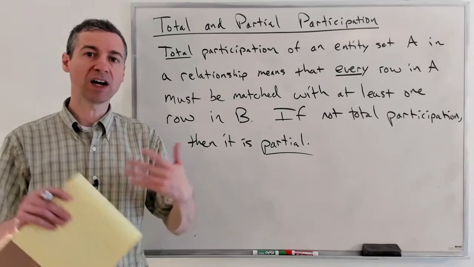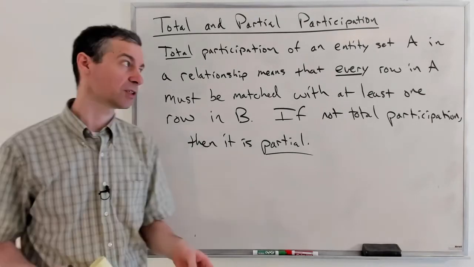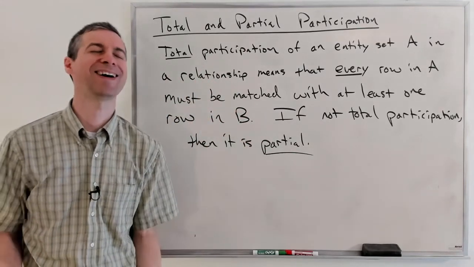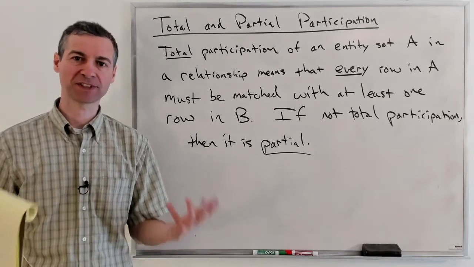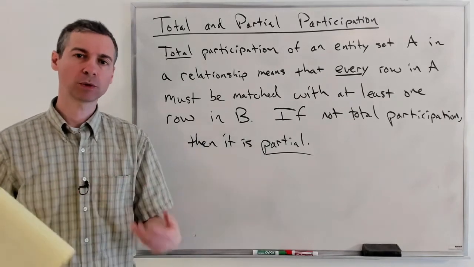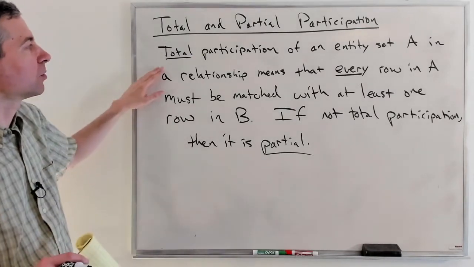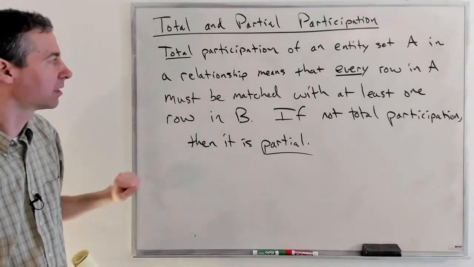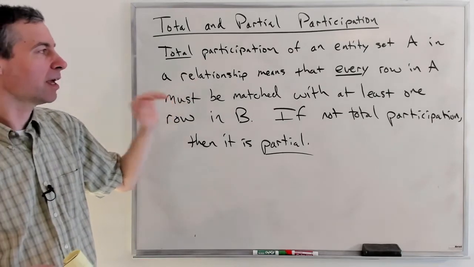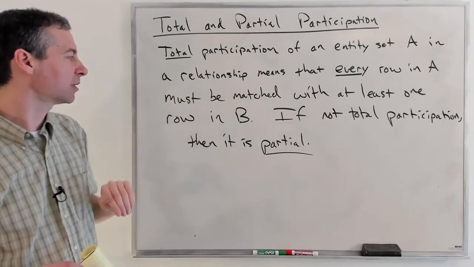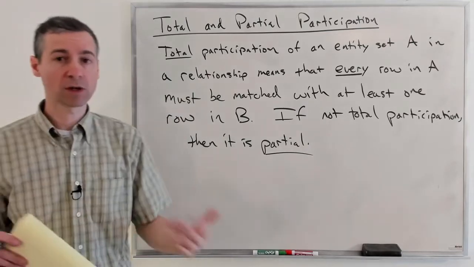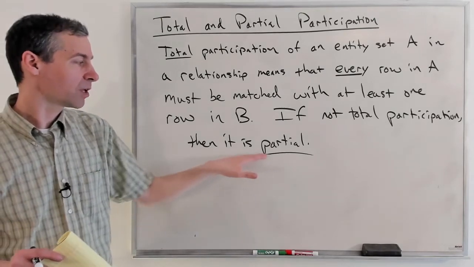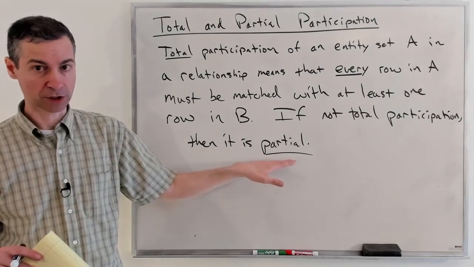Now we have another layer to this, our fourth step, which is to determine whether or not an entity set's participation in a relationship set is total or partial. All right, what does this mean? So total participation of an entity set A in a relationship means that every row in A must be matched with at least one row in B. If we don't have total participation, then we have partial participation.